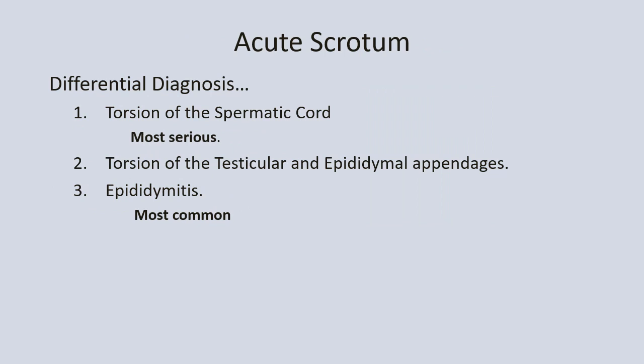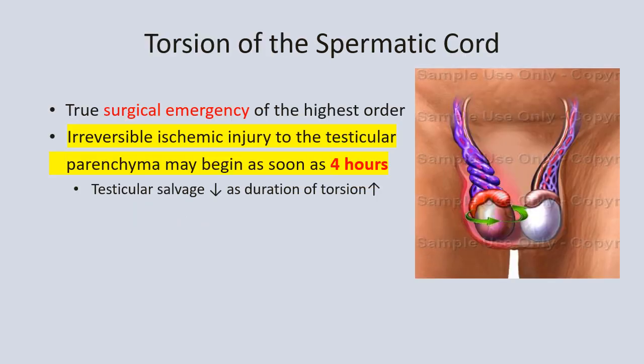Now, there are several different causes for scrotal pain. Now, the most common is going to be epididymitis. However, the most serious is going to be, of course, torsion of the spermatic cord, or testicular torsion. So as we know, testicular torsion is a surgical emergency. You could have irreversible damage as early as 4 hours after blood is cut off from the circulation.